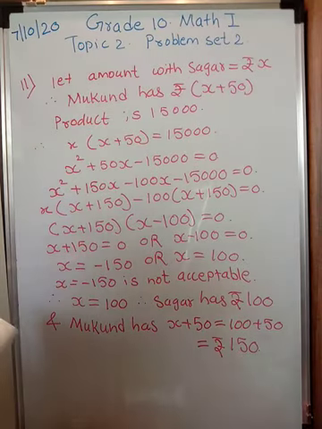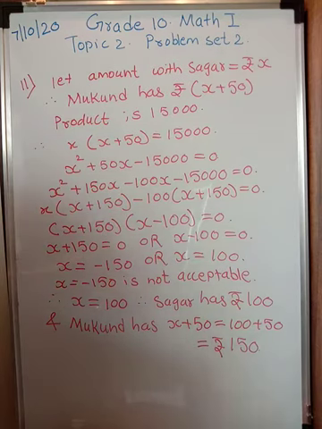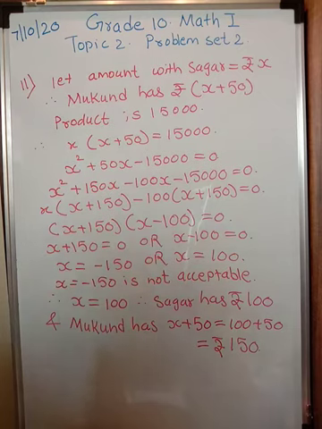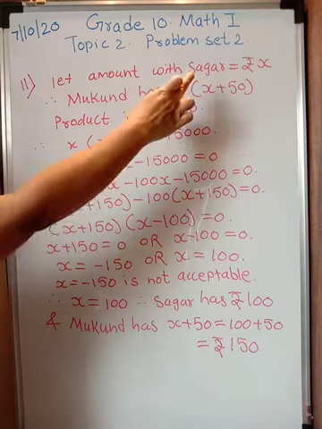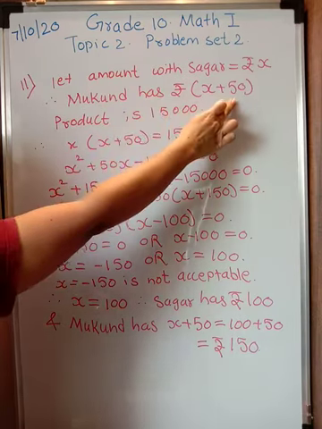The tenth problem is reduced from your syllabus this year, students. So we are going directly to the 11th problem after the 9th. Okay. The 11th problem is very easy. Just see. Mukund possesses rupees 50 more than what Sagar possesses. Who is having more money? Mukund is having more money. How much more is he having? 50 rupees more. So if Sagar is having rupees x, Mukund is going to have x plus 50.